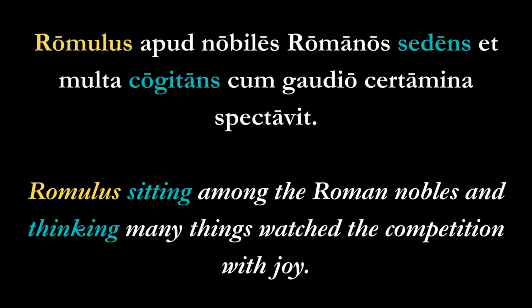Here's another one. You have Romulus, apud nobiles Romanos sedens et multa cogitans cum gaudio certamina spectavit. So Romulus sitting, sedens, among the Roman nobles and thinking, cogitans, many things, watched the competition with joy, cum gaudio. So here again, we have Romulus described as sedens and cogitans. Those are both present participles. They're both nominative singular. That's why we have the NS ending. So again, that's the one that will always stand out and be the easiest one to spot. It's when you have a form of a verb being used as an adjective, a participle, and it has that distinct NS ending. That's how you know you're looking at a nominative singular present participle.